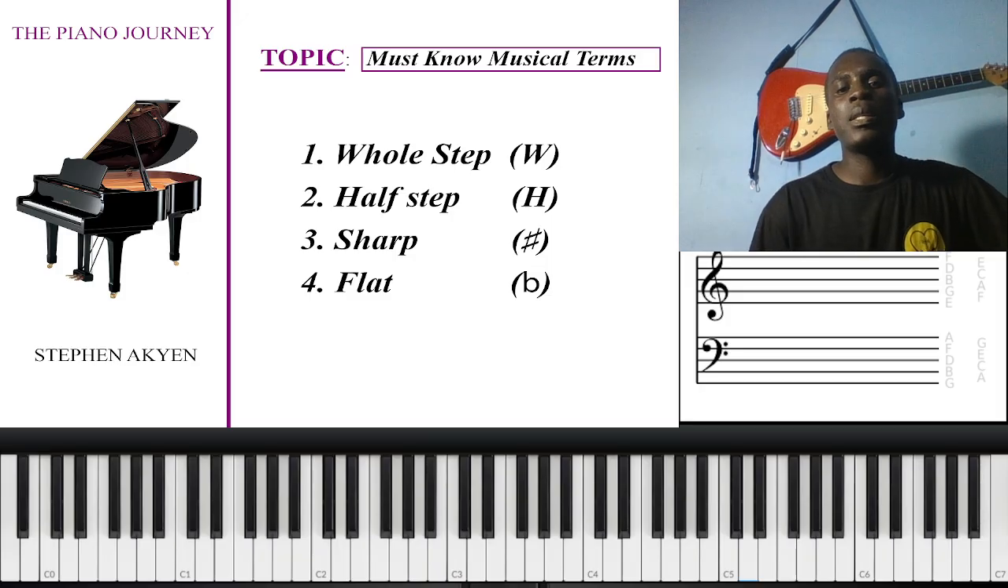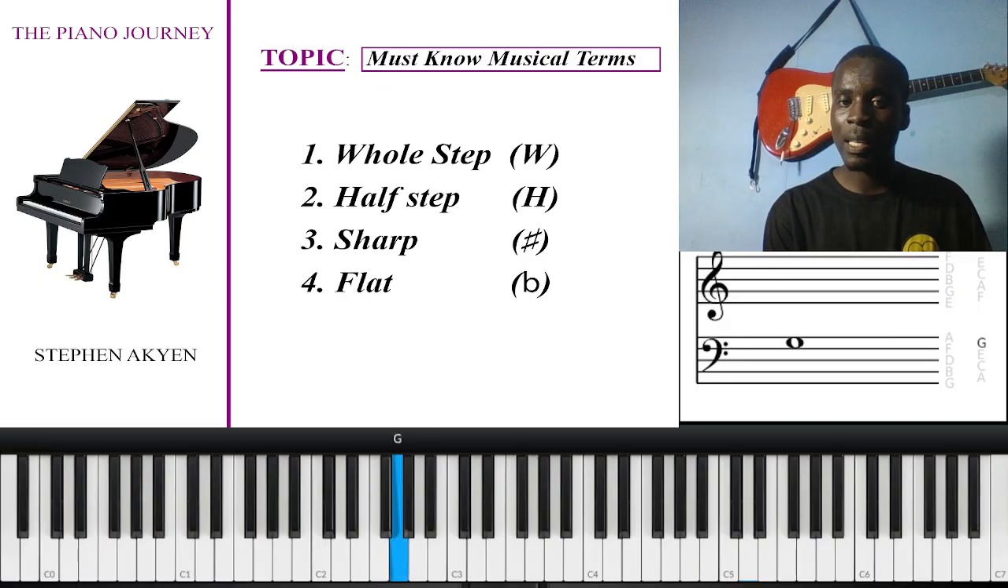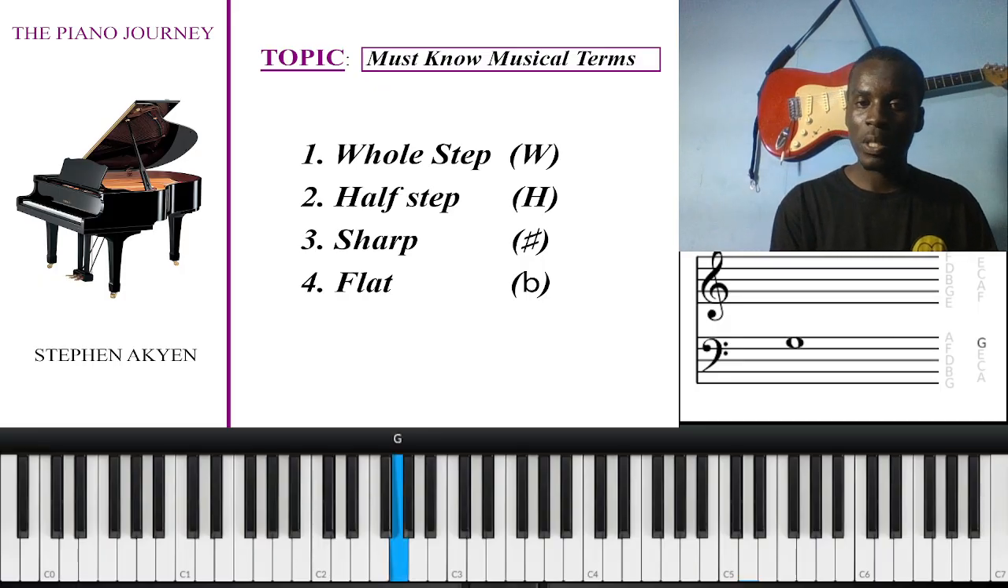Now the second term is half step, represented by capital H. When we talk of half step, it basically means just a single step, moving from a key to the adjacent key, alright? So let me use the key of, this is the key of G. From the key of G, if I tell you to move a half step, it means move to the nearest key, the adjacent key to G, okay, which will give you what? G sharp or A flat, alright?